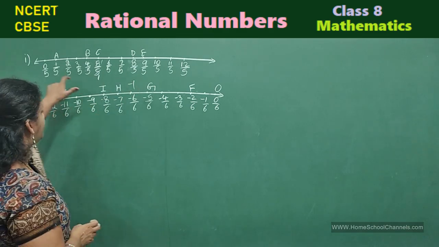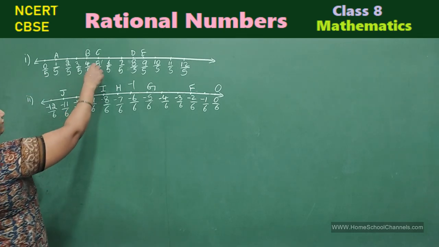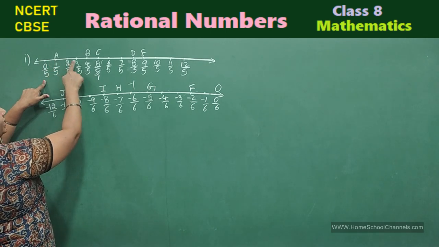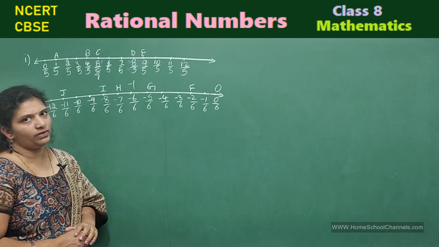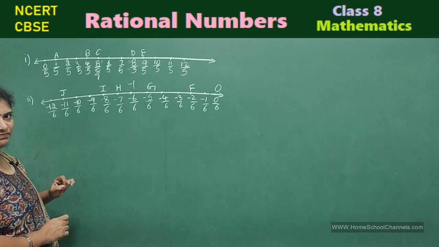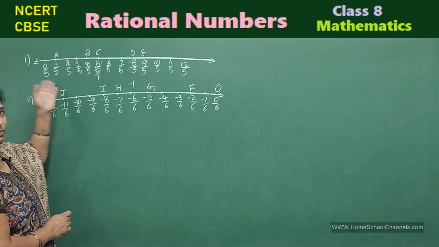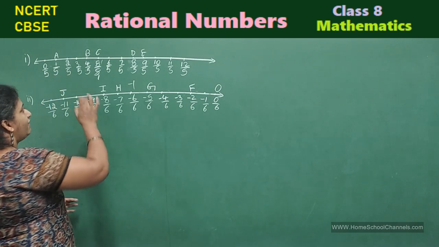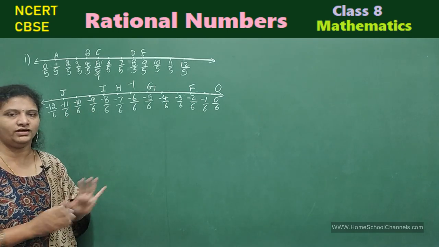Similarly here, observe, 5 equal parts, no? From 0, 5 by 5 means 1, right? From here to here observe 1, 2, 3, 4, 5. Each unit is divided into 5 equal parts and every part's distance is 1 by 5. 1 by 5 plus 1 by 5 will be 2 by 5. 2 by 5 plus 1 by 5 will be 3 by 5. Right? Every unit is divided into 5 parts. Each part is 1/5 of the distance.